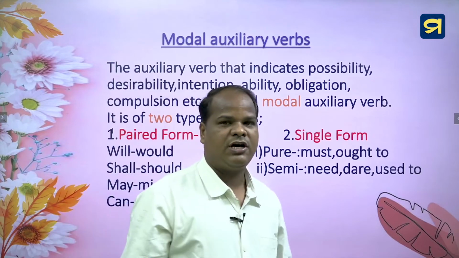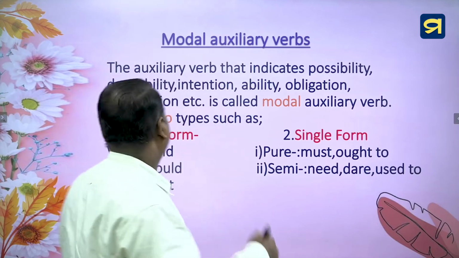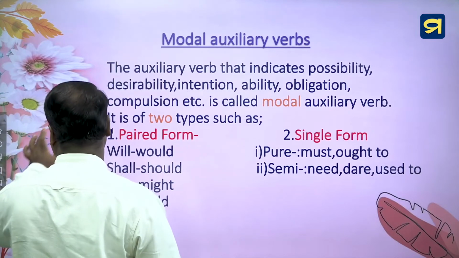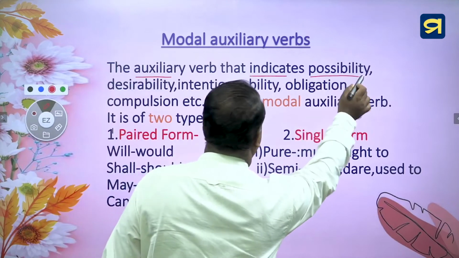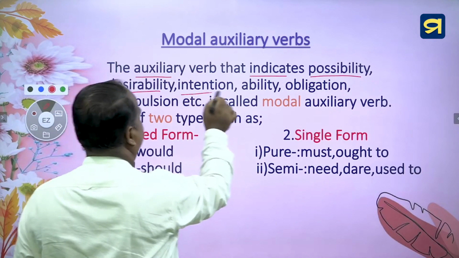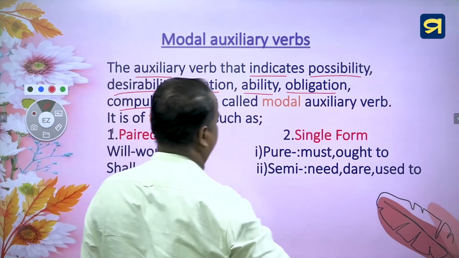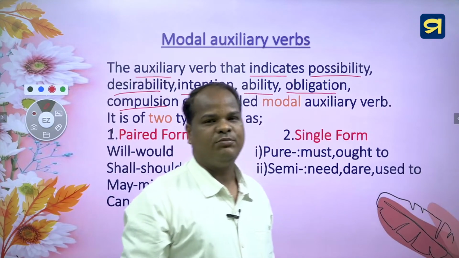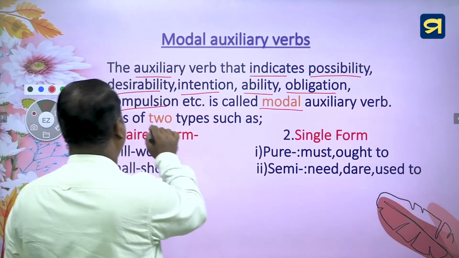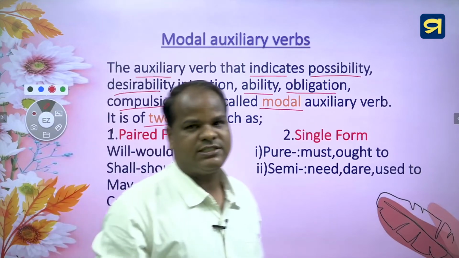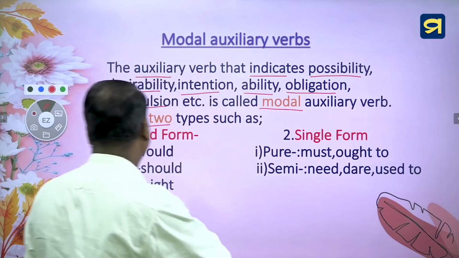Then we have to learn some new things about modal auxiliaries or modals. The auxiliary verb that indicates possibility, desirability, intention, ability, obligation, compulsion, etc. is called a modal auxiliary verb or modal. Modal auxiliary verbs are of two types. Dear students, you have to know it.